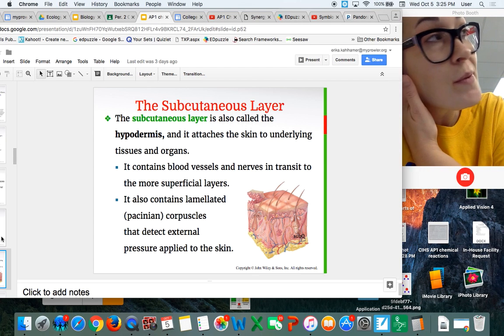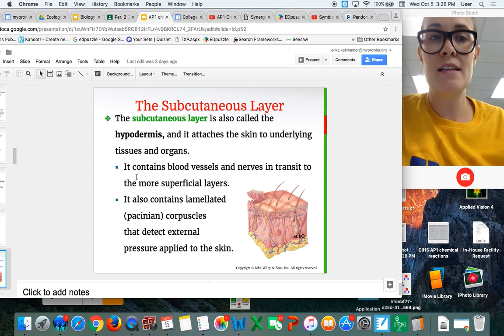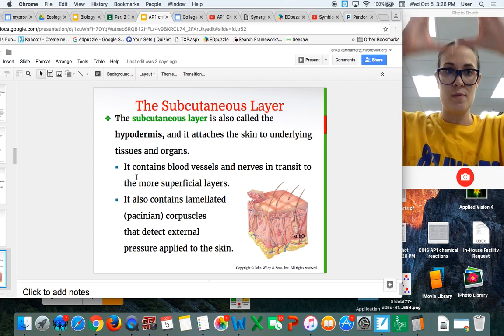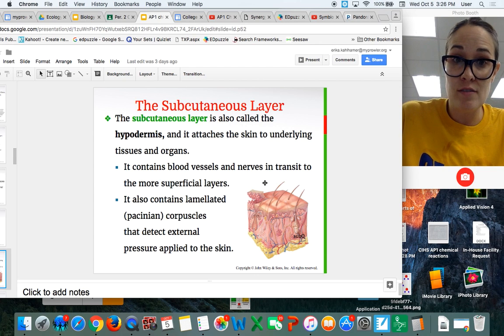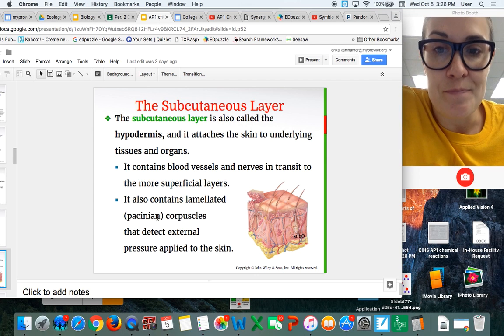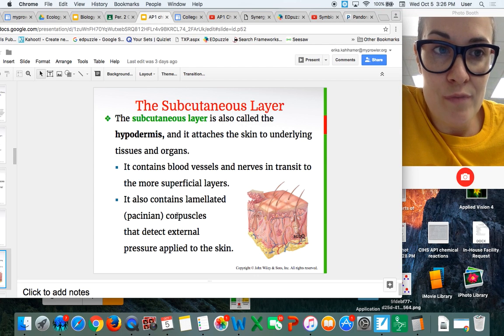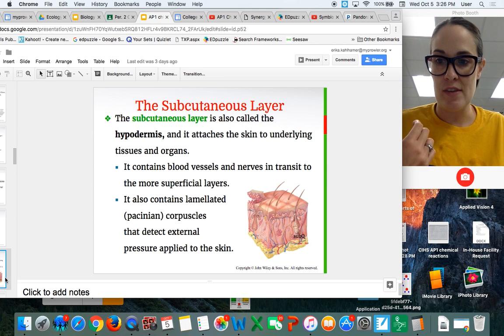So below the dermis, you have the subcutaneous layer, which is the hypodermis as well. Its job is to connect that epidermis and dermis to whatever's beneath. It contains thicker blood vessels and nerves. It also contains some nervous tissue, Pacinian corpuscles, that are responsible for detecting deeper pressure in the skin.